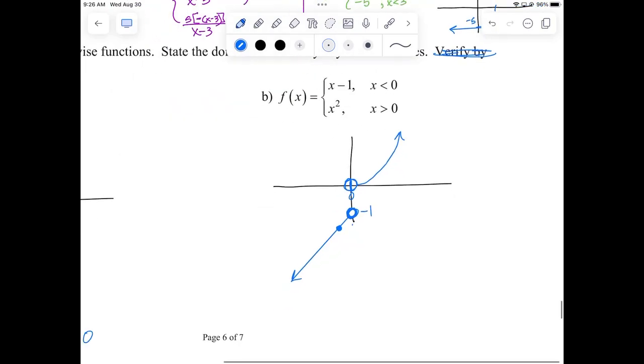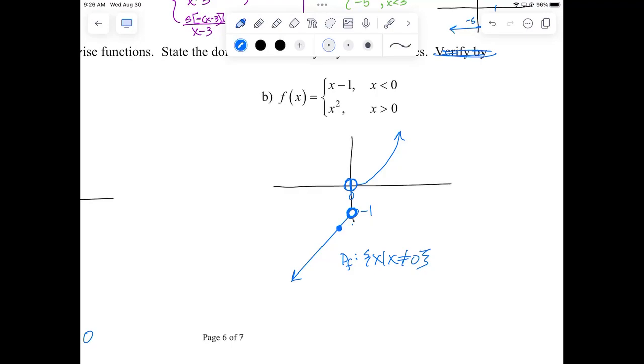Okay, let's talk about the domain. What's the domain of this function? Is it still all real numbers? Every x value has an output? Nope, sorry. The two pieces themselves, the line and the quadratic, their domain is all real numbers. But because it's a piecewise function, we say it is explicitly not defined at 0. There is no direction for when x is 0. When x is 0, you can't do anything, okay?